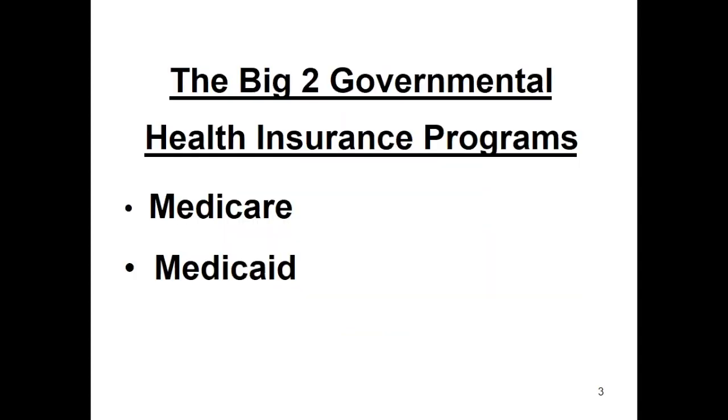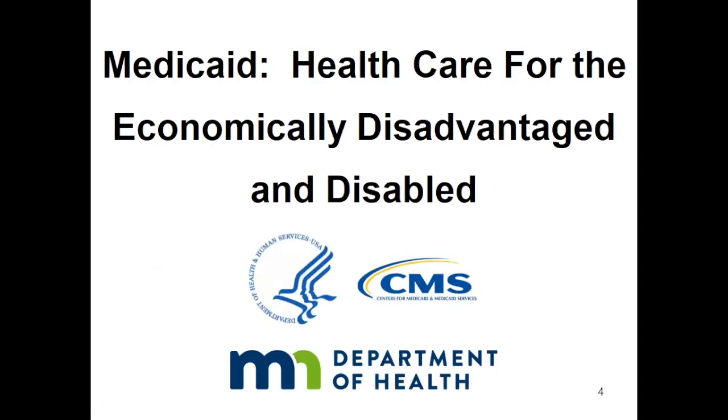Okay, the two big governmental health insurance programs are Medicare and Medicaid. You've already learned a little bit about the Medicare program. Today, we're going to focus on Medicaid, but it is important to understand the differences between them. Medicaid is a program designed for folks who are economically disadvantaged and also disabled. And it is a partnership between the federal government, the Centers for Medicare and Medicaid Services, or CMS, and the states, which in our state is the Minnesota Department of Health.